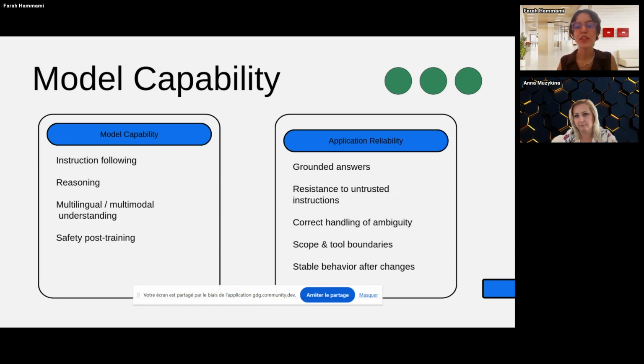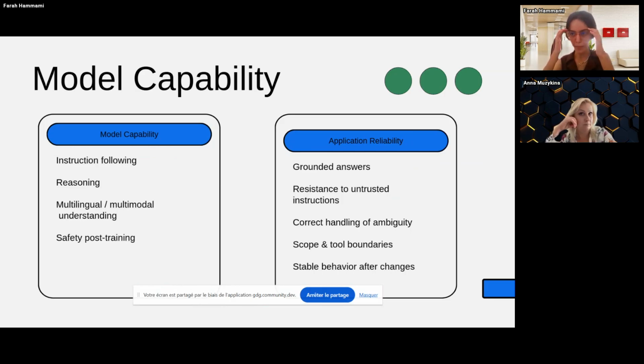For example, grounded answers. Are the answers actually grounded or not, or are we having hallucinated answers? Is the system robust to untrusted instructions or not? Are we handling ambiguity correctly or not? We're going to be discussing some examples later. Does it use the necessary tools or not, if we're talking about agentic systems?